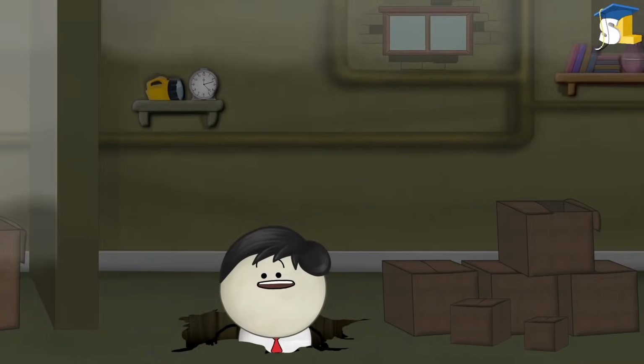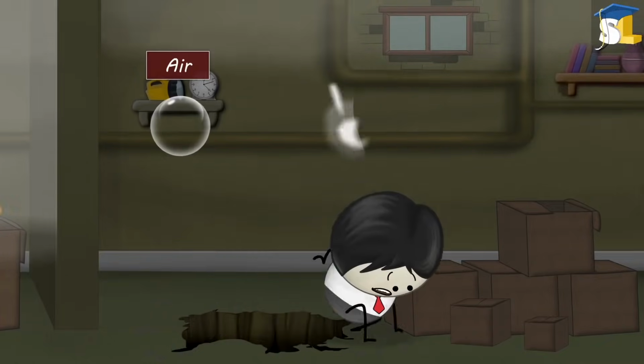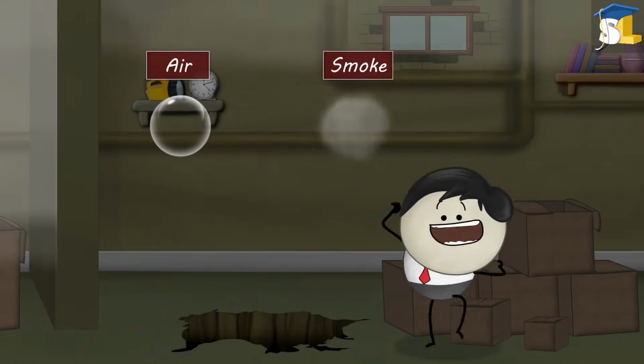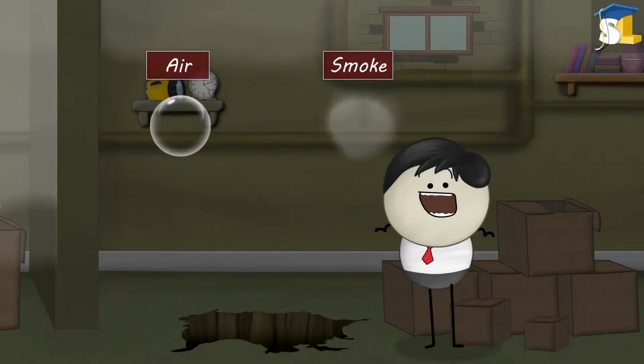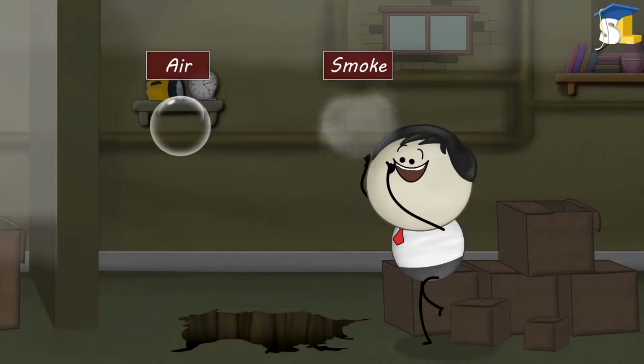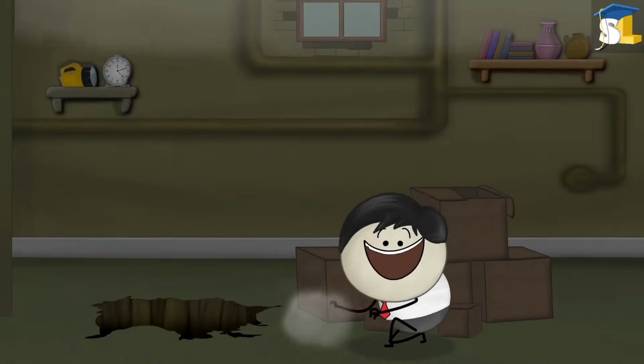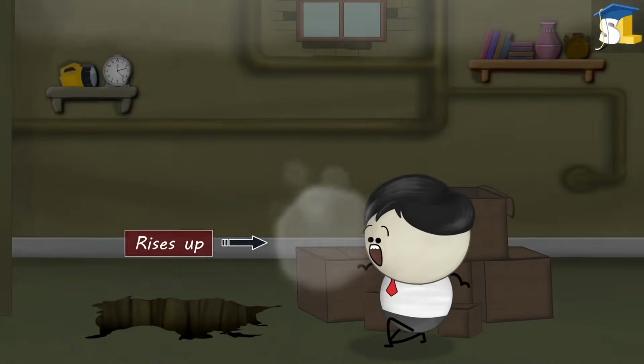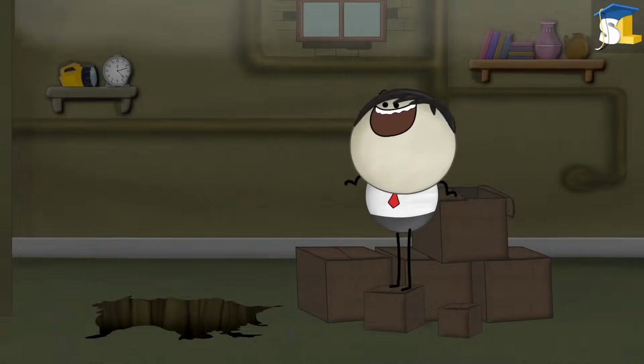So in this case, what is lighter, the air or the smoke? Wait, let me think. I guess the answer is smoke? Yes, you are absolutely correct. Smoke is lighter than air. As it is lighter, it rises up in the room and occupies the space at the top.